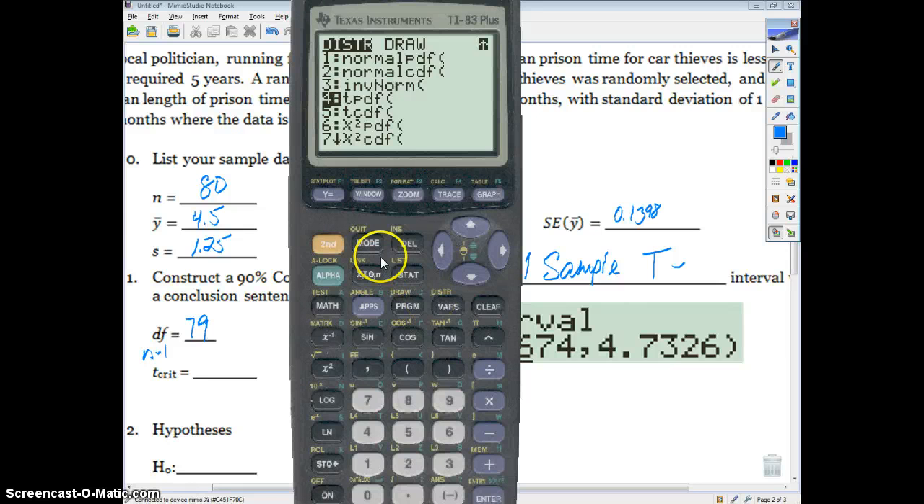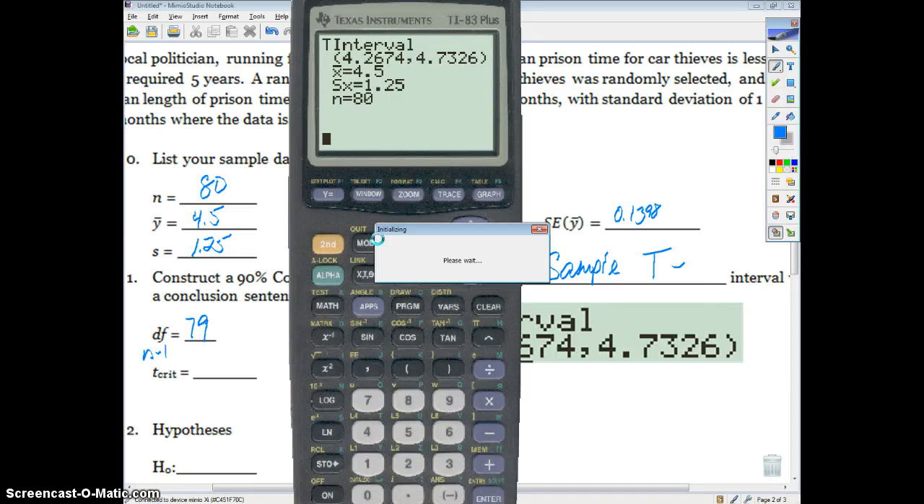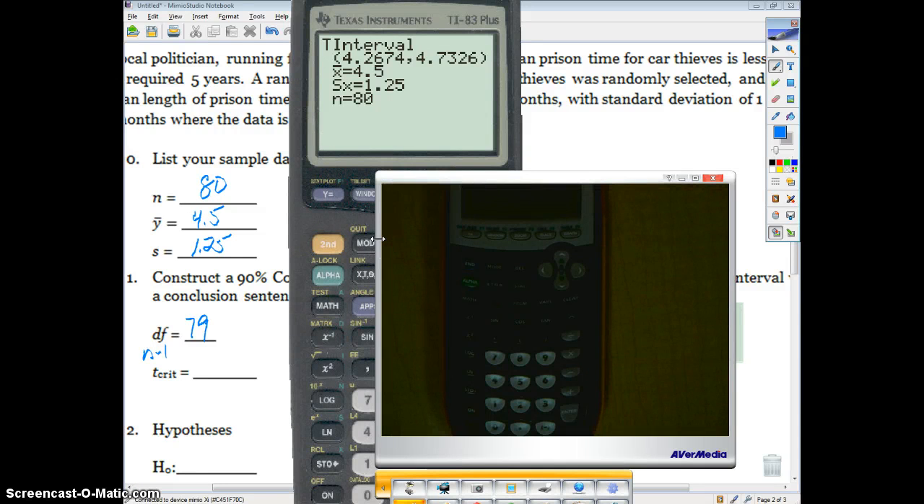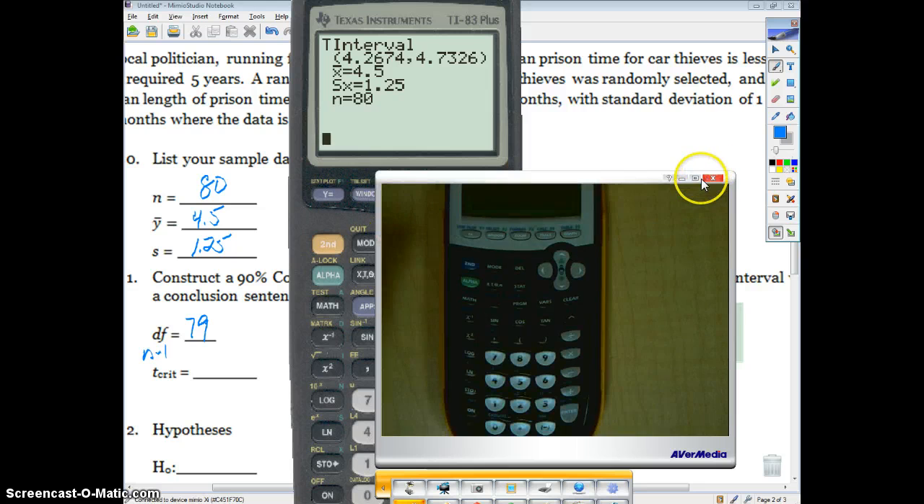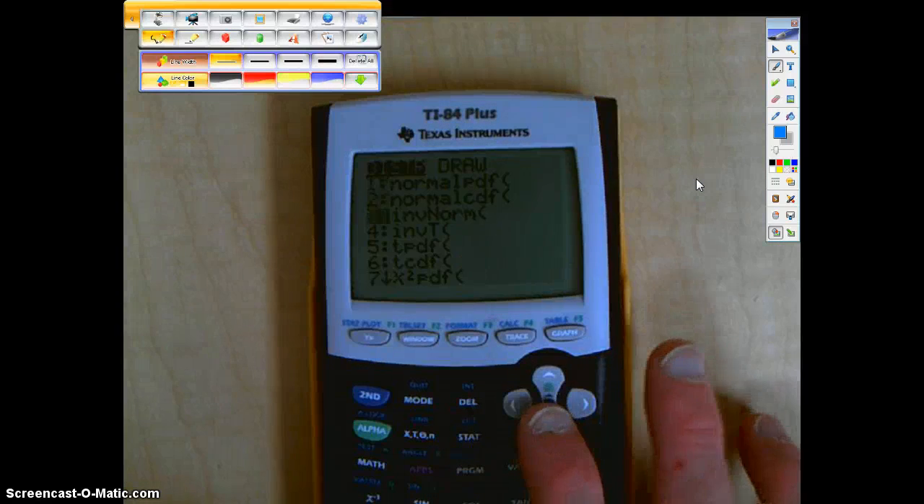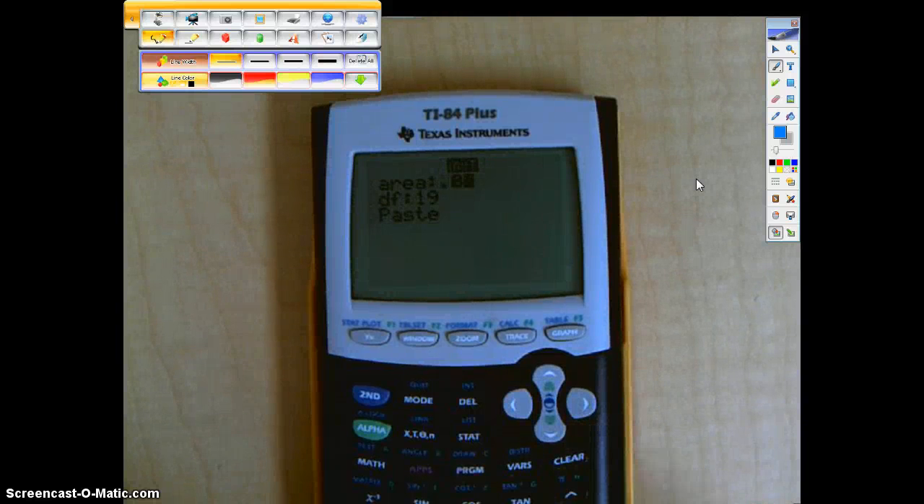Great. Oh well. So backup plan number 1. All right, so here inverse t, 0.05, degrees of freedom 79.